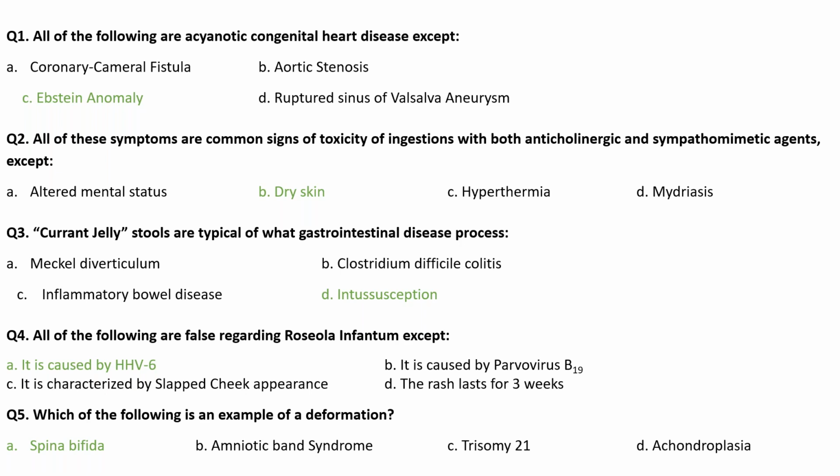Then, all of the following are false regarding roseola infantum, except. So we have to find which is the true statement. The true statement is that it is caused by HHV6. It is also caused by HHV8, caused by parvovirus B19, slapped cheek appearance, and the rash lasting for 3 weeks. That is erythema infectiosum, not roseola infantum. B, C, and D are characteristics of erythema infectiosum. Then, which of the following is an example of a deformation? Spina bifida is the deformation.